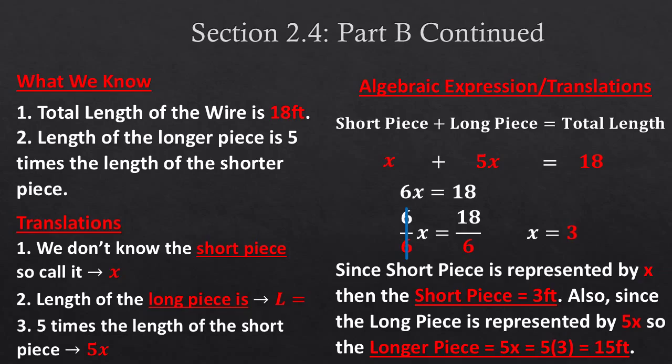Since the short piece is represented by x, then the shorter piece equals 3 feet. And also, since the longer piece is represented by 5x, the longer piece equals 5 times 3, which equals 15. Or you could have easily just subtracted 3 from 18 and still got 15 feet as well.